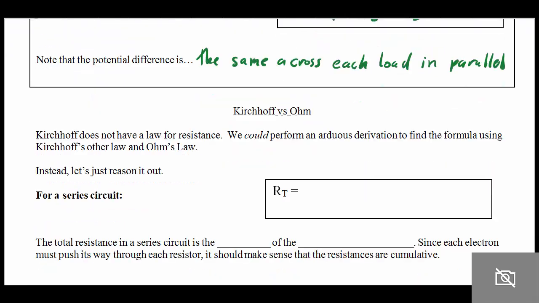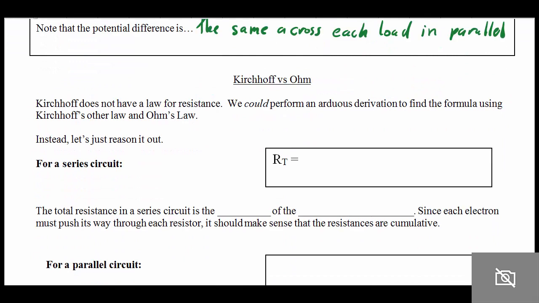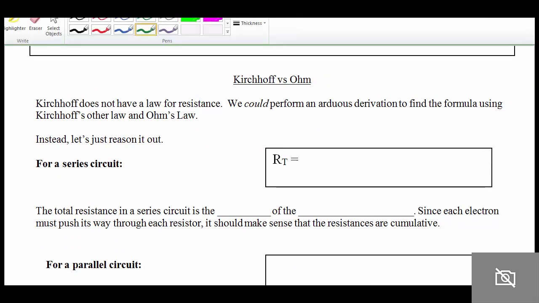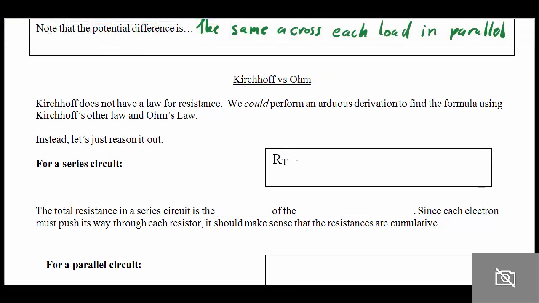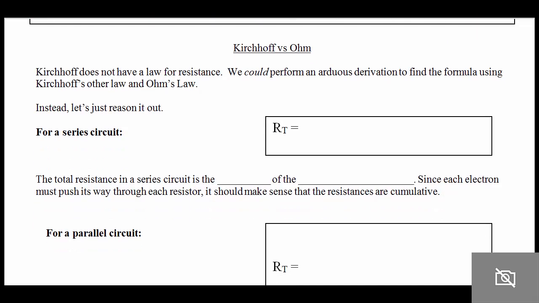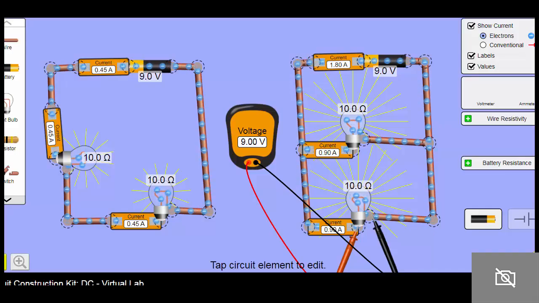Okay, so Kirchhoff doesn't exactly have rules for measuring resistance, but we can just reason out what those rules might be. If we look back at our series circuit, what we'll notice is that these electrons have to fight their way through the first resistor or light bulb, and then they have to fight their way through the second. We could do a calculation using Ohm's law and note that 9 volts is giving us a total current of 0.45 amps. So really that works out to be 20 ohms worth of resistance. And no big surprise, each of these individual light bulbs is giving us 10 ohms apiece.